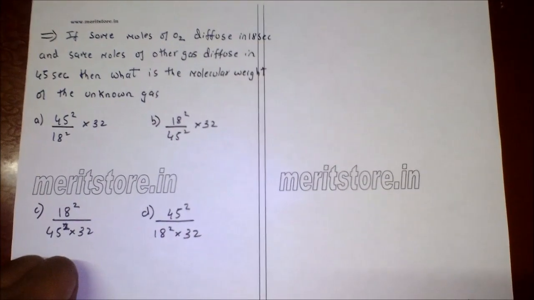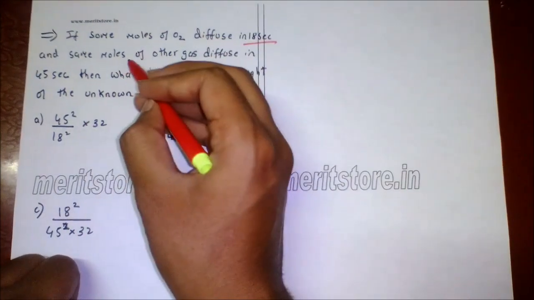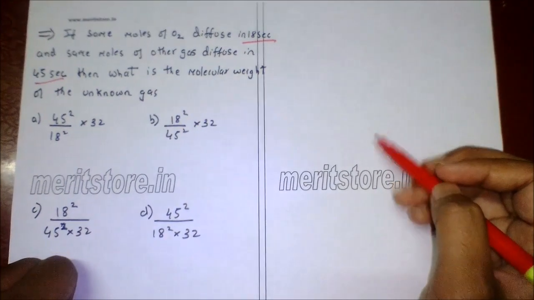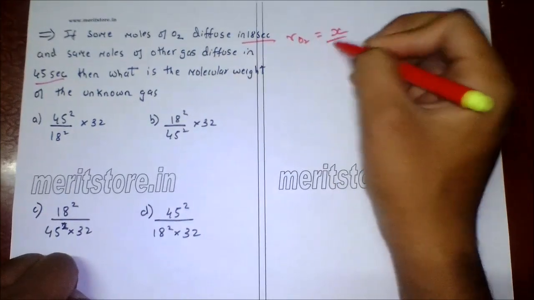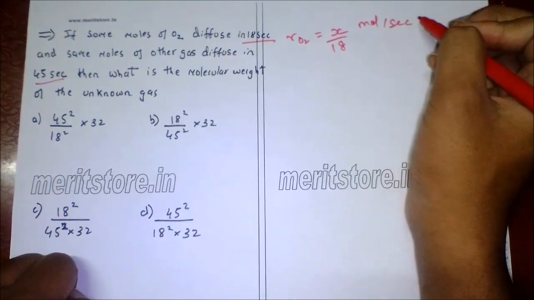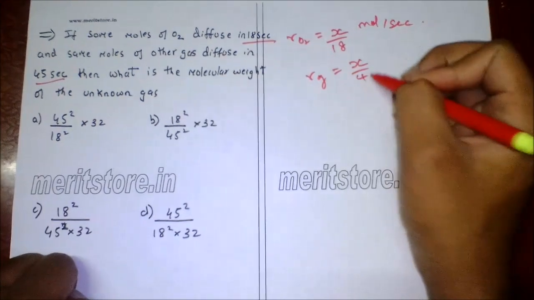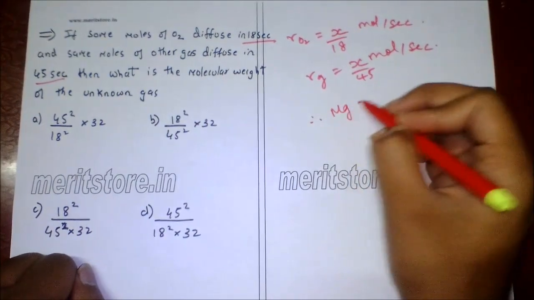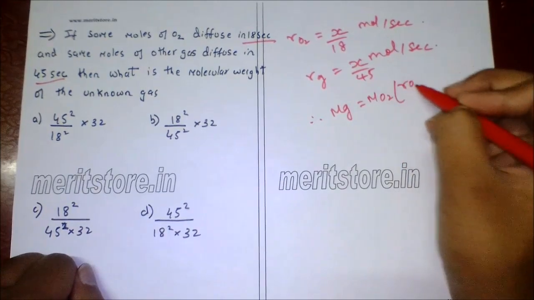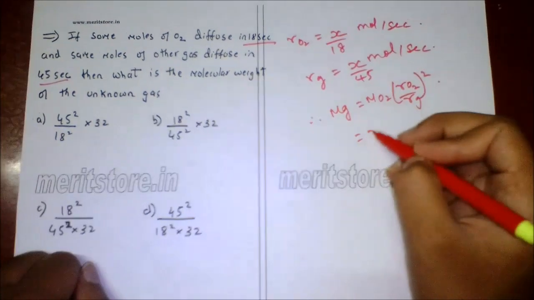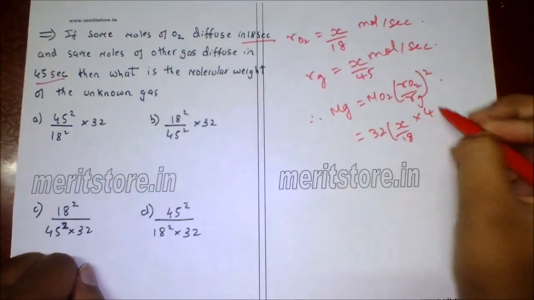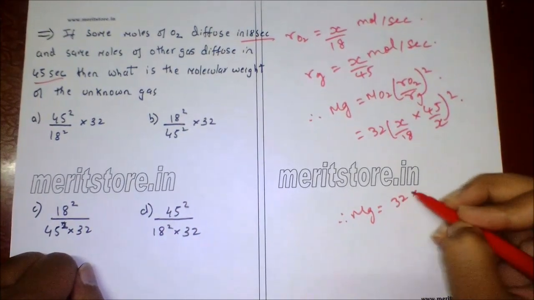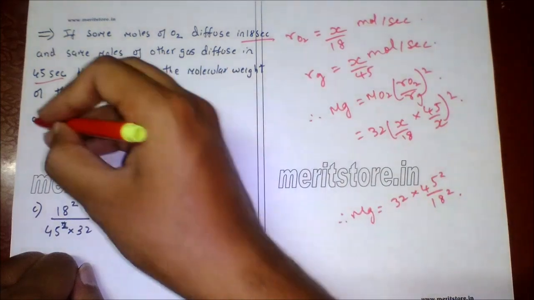If some moles of oxygen diffuse in 18 cc and the same moles of another gas diffuse in 45 cc, then what is the molecular weight of the unknown gas? So R of O2 is equal to x upon 18 mole per second, and R of the unknown gas is x upon 45 mole per second. Therefore mass of unknown gas is equal to mass of oxygen into R of O2 divided by R of gas, the whole square, 32x by 18 into 45 divided by x the whole square. So mass of unknown gas on solving will be 32 into 45 square divided by 18 square. So option A is the correct answer.